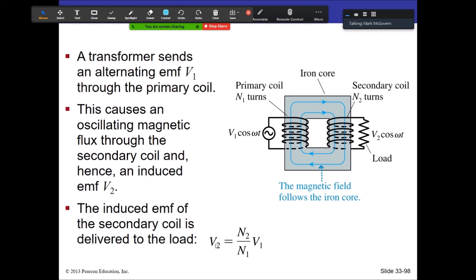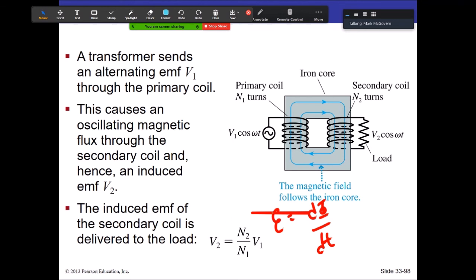The ratio of the voltage over the number of turns. This ultimately comes from Faraday's law. Let me write it out here. Faraday's law, EMF equals, right, the change in flux over the change in time. Well, the change in flux that's happening here would be the same change in flux as over here, assuming that the field can transmit through properly.